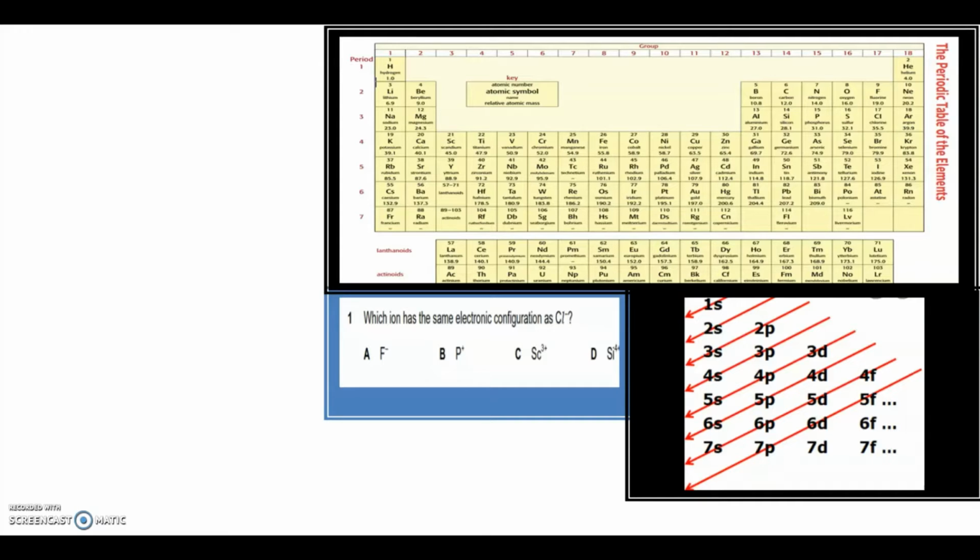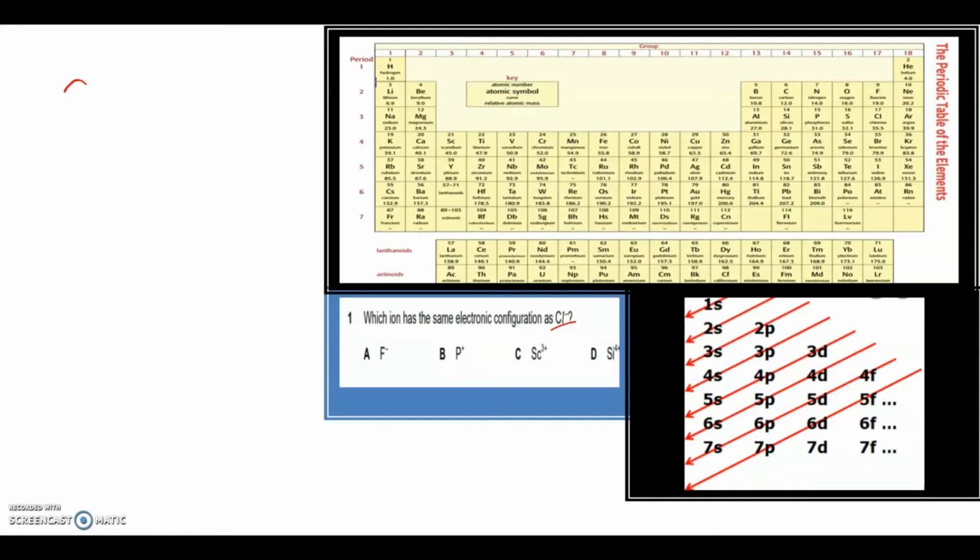I am Asiya Khawer and today we will complete the chapter Electrons in an Atom, questions of the chapter Electrons in an Atom. So here we are with question number 1: which has the same electronic configuration as the chloride ion?